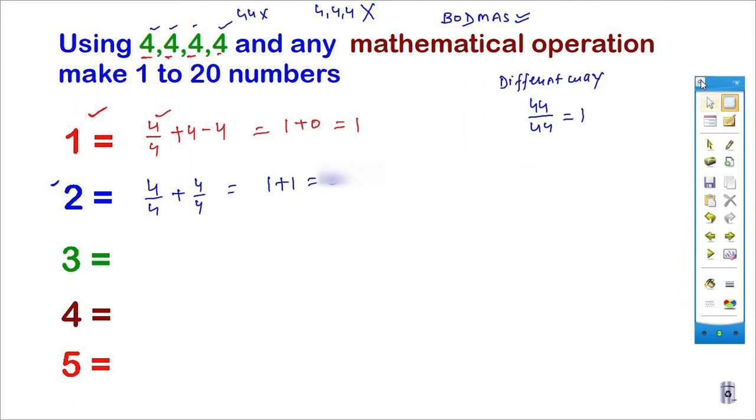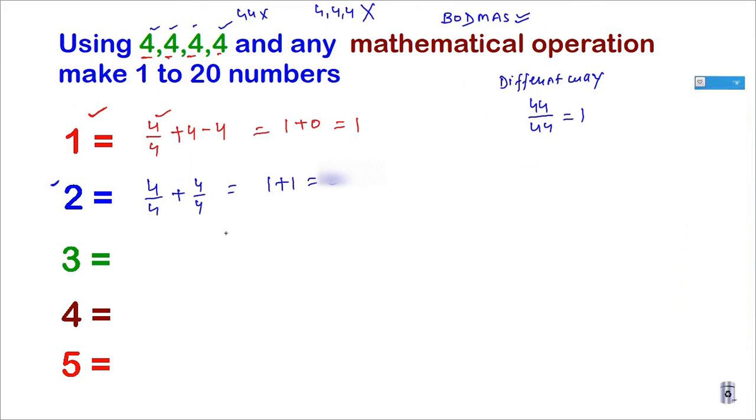So let's talk about the third one. The third one generally everyone does in my class. This is 4 plus 4 plus 4, divided by 4. We all know that 4 plus 4 plus 4 is 12, and 12 divided by 4 is 3.